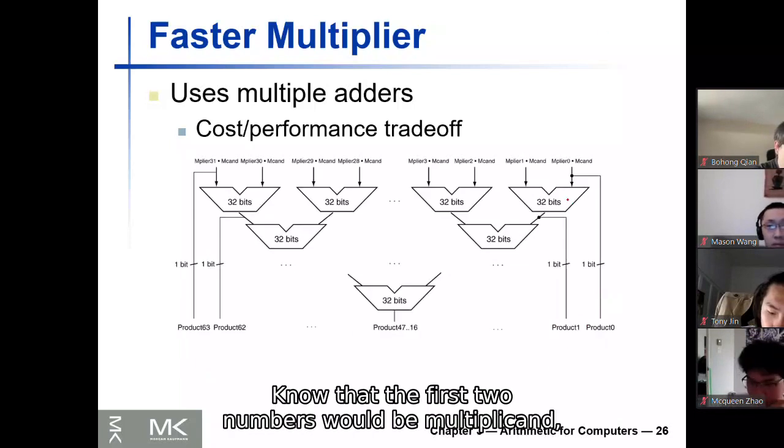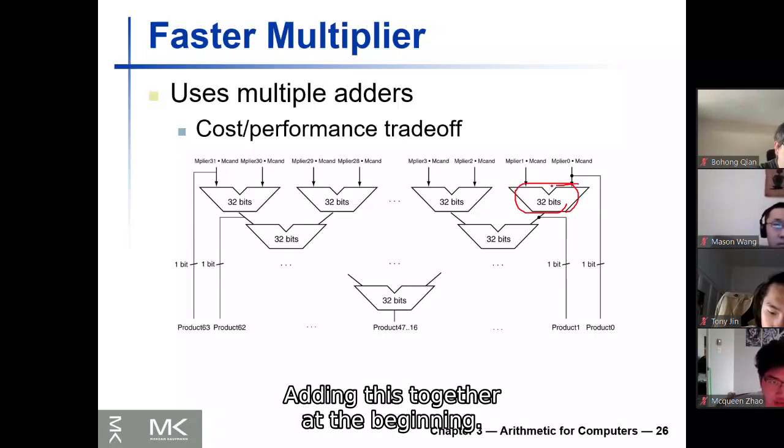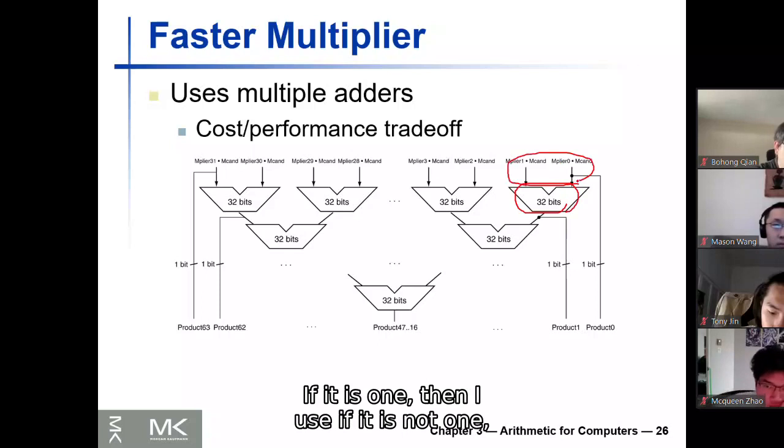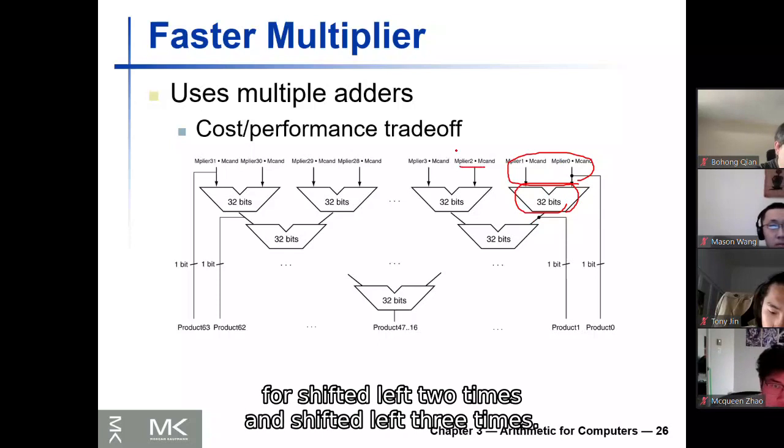I know that the first 2 numbers would be multiplicand plus product with sum, and multiplicand plus shifted left 1 bit of multiplicand if it is 1. So I am adding these together at the beginning. If it is 1, then I use this. If it is not 1, I don't use this. And the same thing for shifted left 2 times and shifted left 3 times.